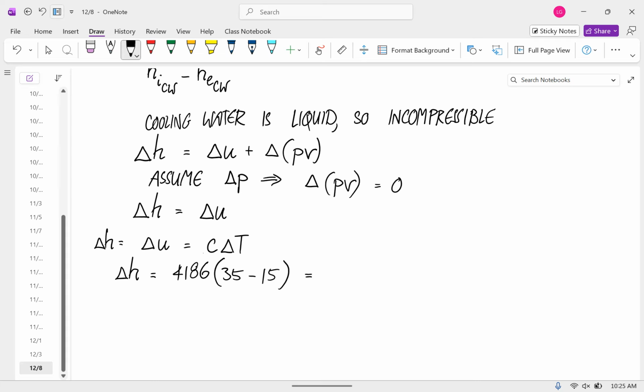So that is, oh, we want inlet minus exit. So I have those reversed, sorry. So we have 15 minus 35. And can someone punch that in? I think you get something like negative 83,000. 83,000 what? 720. Okay.